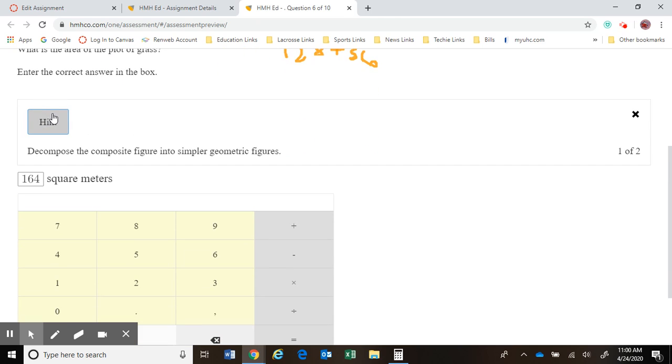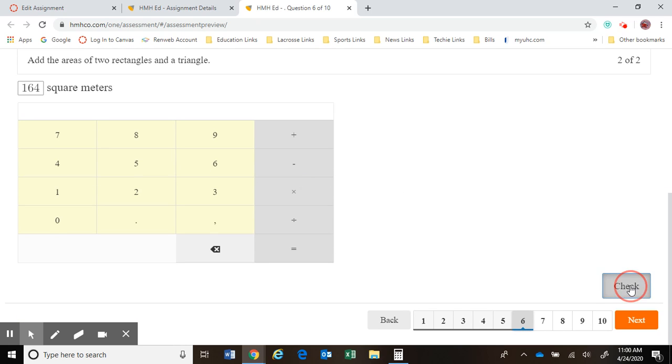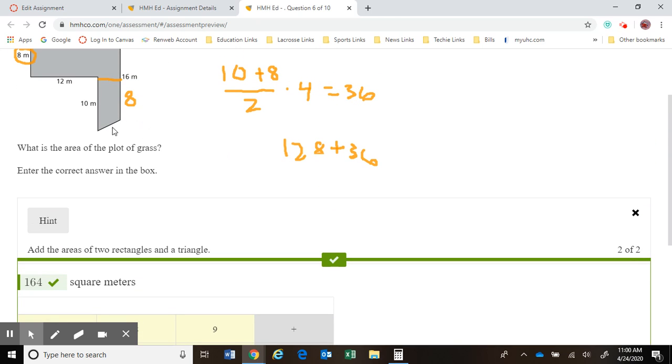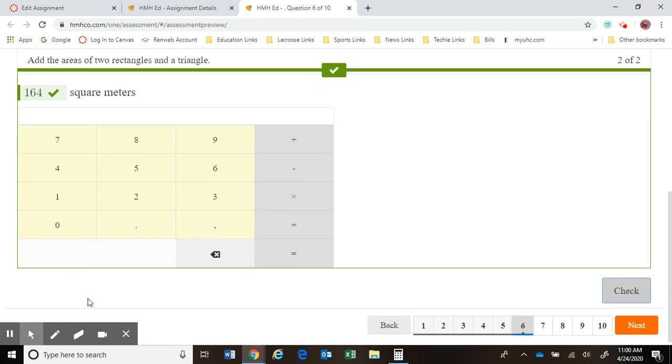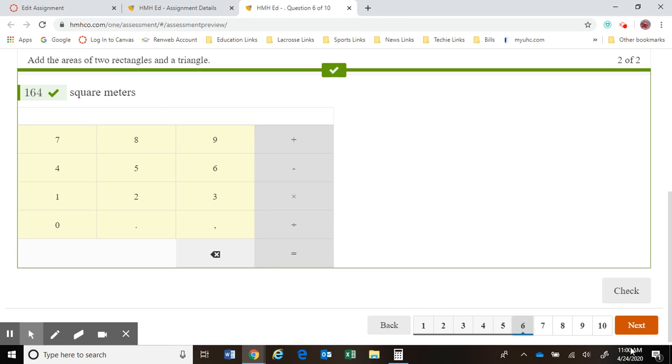Of course, you can look at the hints. You can say divide into figures, find the areas, right? And it's interesting what they did here is they actually made it into 2 rectangles and a triangle, but I've been telling you all about trapezoids, which I think makes it a little easier. It's one less step. It's a shape you're probably familiar with. So, all right, moving on to question number 7.